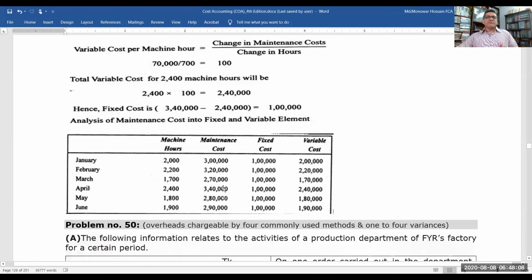So we analyze the maintenance cost into fixed and variable elements. In January, machine hours are 2,000 and the maintenance cost is 3 lakh. Here the fixed cost is 1 lakh, which we calculated just now, and the fixed cost is 1 lakh for every month. So the difference between the total maintenance cost and the fixed cost gives the variable cost per month. So January 2 lakh, February 2 lakh 20, March 1,70,000, April 2 lakh 40, May 1 lakh 80, June 1 lakh 90. Okay.